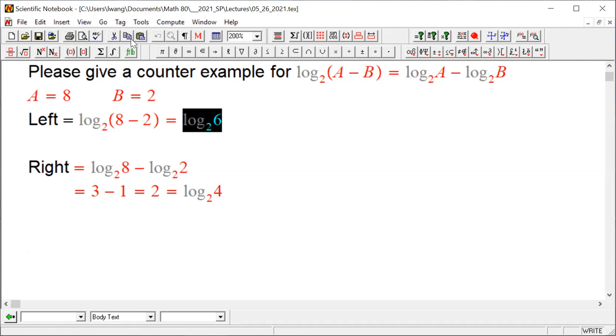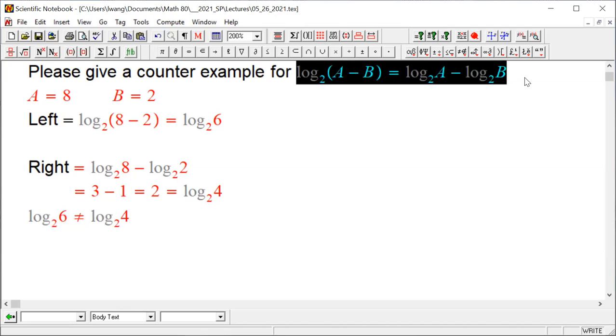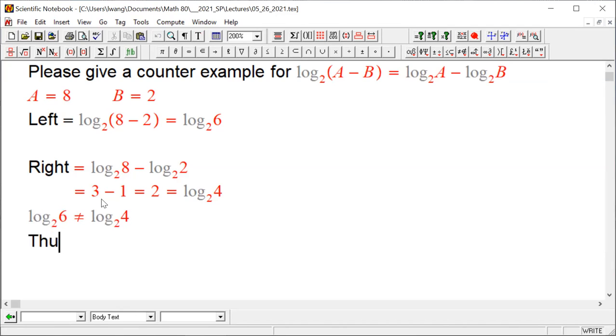Therefore, we found it. So log base 2 of 6 is not the same as log base 2 of 4. That's the one that's false. Then we can say thus, this is what is false.